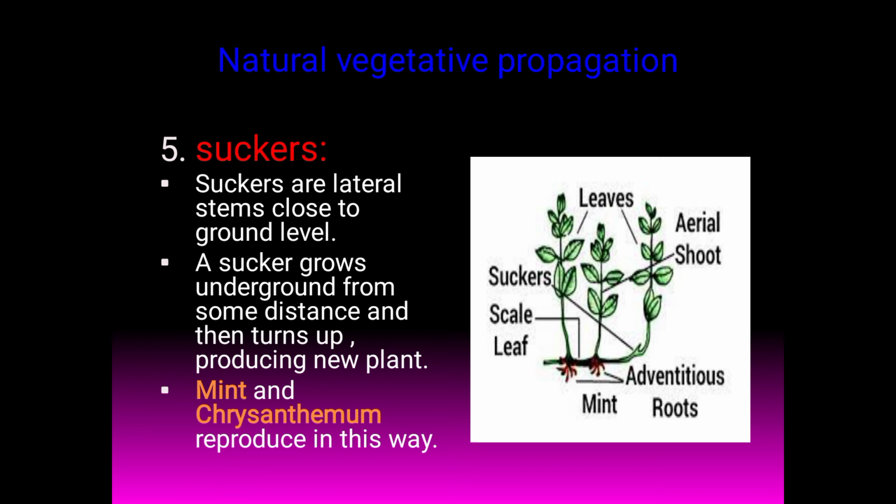Suckers. Suckers are lateral stems close to the ground level, for example, as in grasses. A sucker grows underground for some distance and then turns up, producing a new plant. Mint and chrysanthemum reproduce in this way. In the given picture aside, you can see that the stem has grown along the surface underground, and the adventitious roots have arisen from the lateral surface of the suckers, and the shoots have arisen from the upper surface of the suckers.